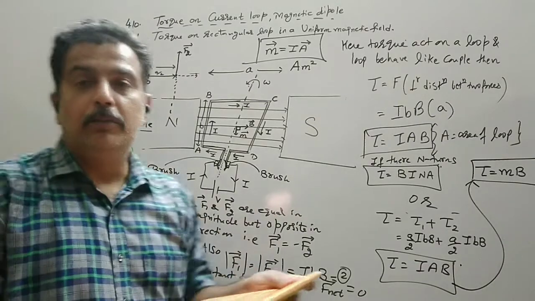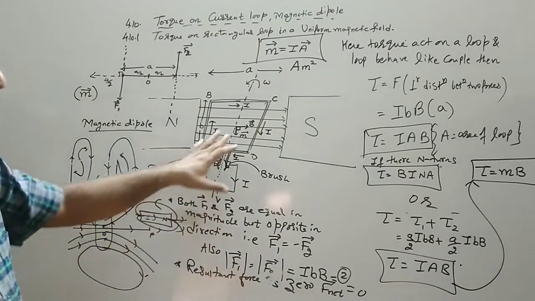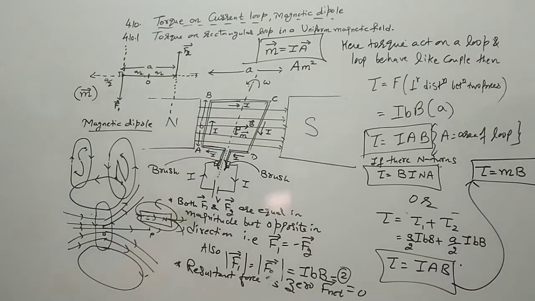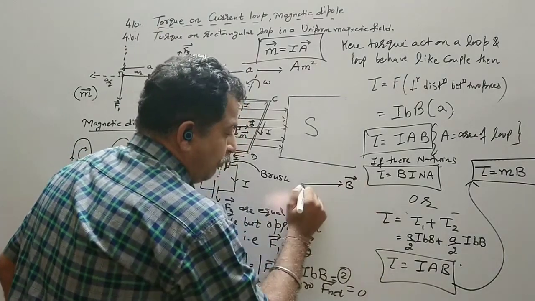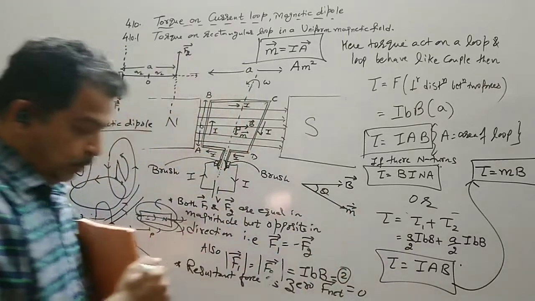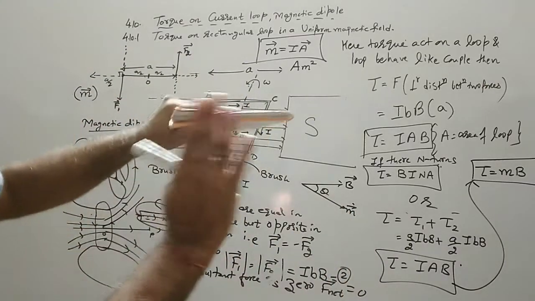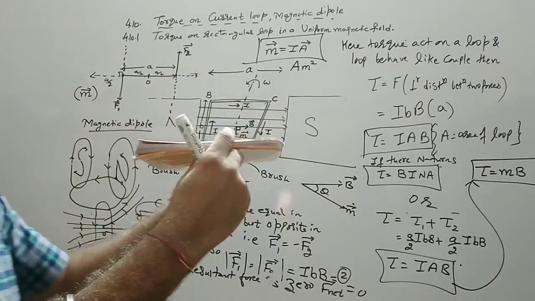Now we will come to a situation where this angle will not be 90 degrees, but there is an angle of theta. Now this becomes the M vector. So viewing from AD, say this coil will rotate.